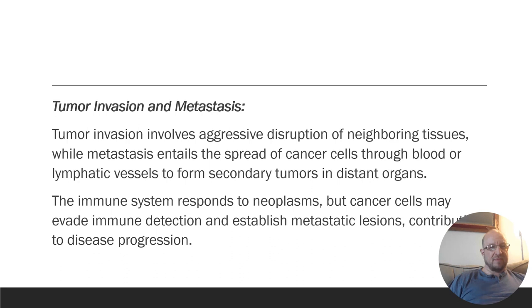So, let's talk about tumor invasion and metastasis. Tumor invasion generally involves some aggressive disruption of neighboring tissues, and metastasis entails the spread of the cancer through the blood and lymph nodes, or the lymphatic systems, to form secondary tumors in other organs. Usually the immune system responds to neoplasms, but cancer cells may totally evade that system and establish metastatic lesions, which contributes to disease progression.